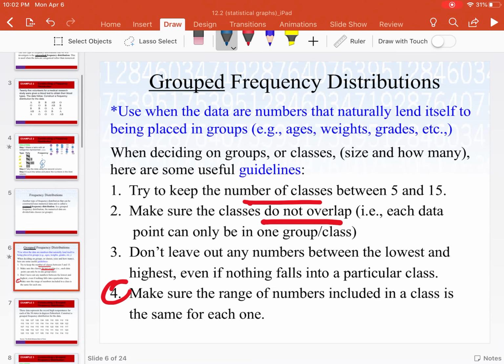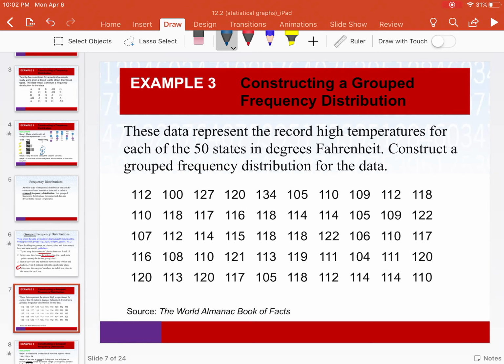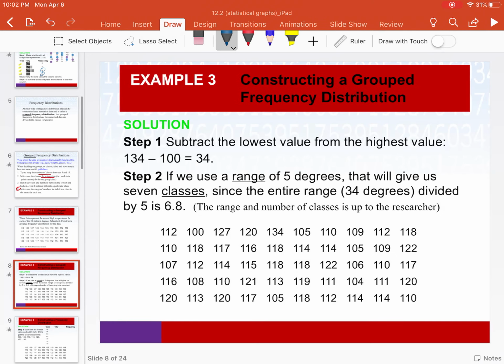All right, let me show you how this works. So here we've got, kind of interesting, the high temperatures for each of the 50 states. We want to do a grouped frequency distribution because we really don't care about 133, 132, 131. Maybe we want to know about the 130s or the 120s or the 110s. So it makes sense to do a grouped frequency distribution here. Okay? And it's kind of hard to see the data in this form. It's all spread out. I can't tell highest, lowest, where most of the high temperatures were, things like that. Okay? So let's take a look at what we got.